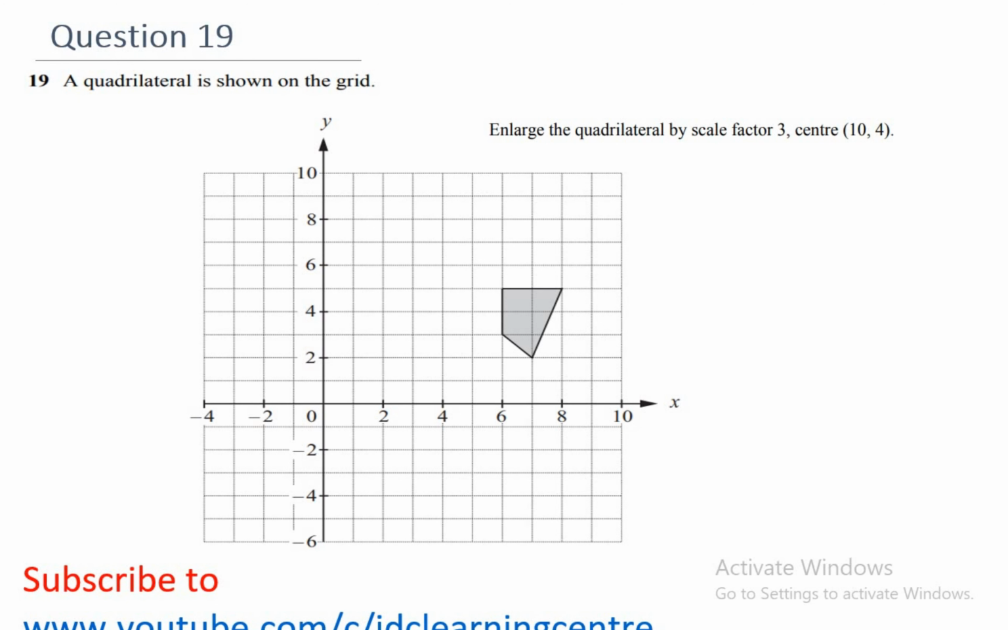For question 19, a quadrilateral is shown on the grid. Now, enlarge the quadrilateral by scale factor 3, center 10 and 4. If you do that, we are going to have something like this. 1, 2, 3, 4. Yes, 1, 2, 3, 4.